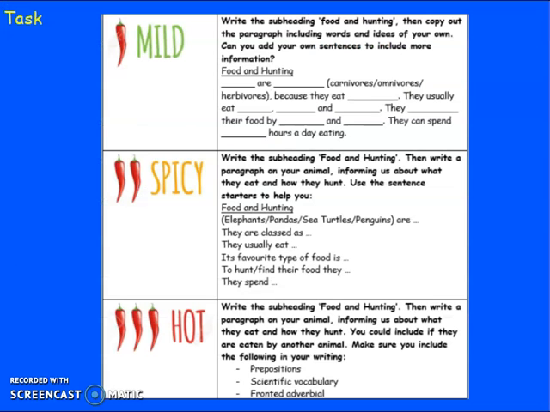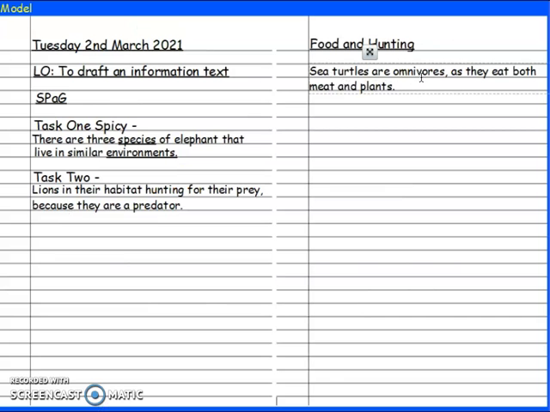Okay, next sentence starter then. They are classed as, thinking about food and hunting, what are they classed as? Are they a predator or are they prey or are they a producer? Sea turtles are classed as predators because they do eat some meat, so they will have to hunt it, won't they? So they're predators to their prey.